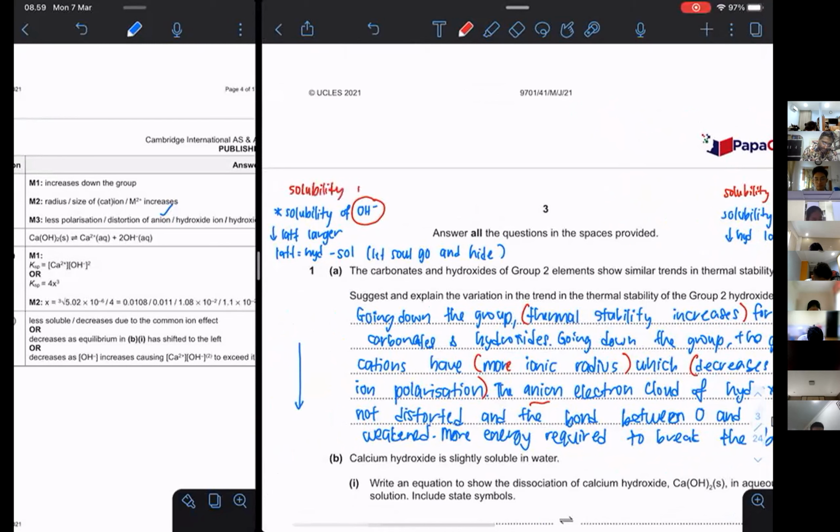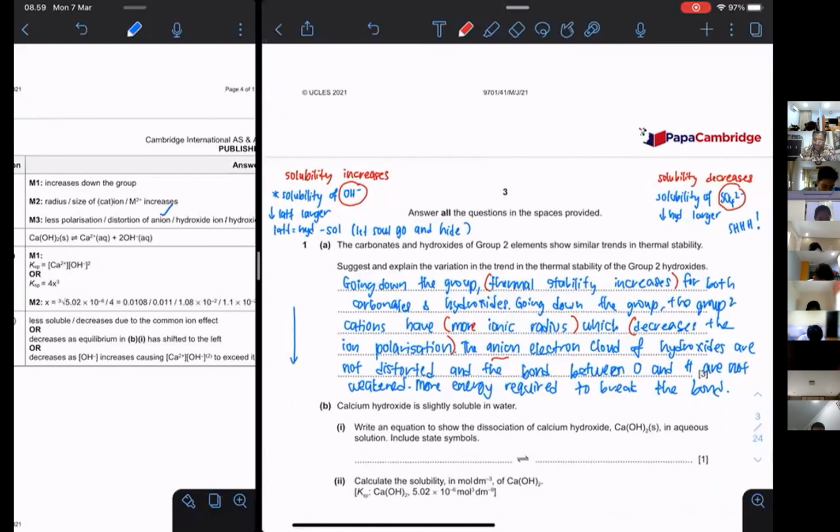Okay, so it increases down the group. It's the other way around compared to sulfate, so you need to know about that. In your AS, that is the part that they ask you. They just want you to know whether the solubility increases or decreases down the group. But in your A2, you need to mention why. And in order to mention why, you need to know the formula.